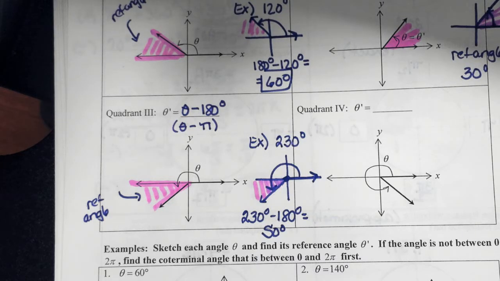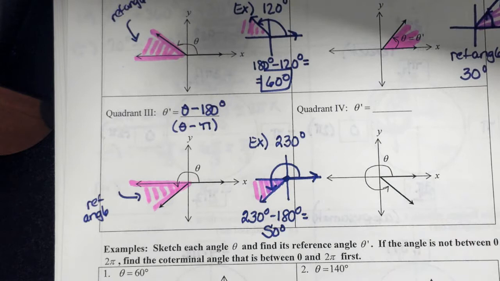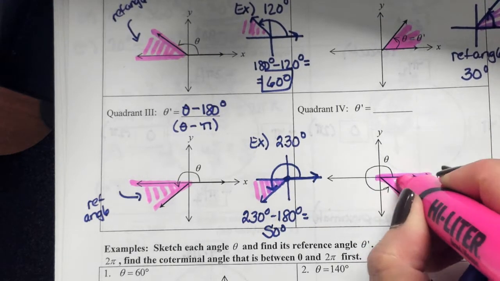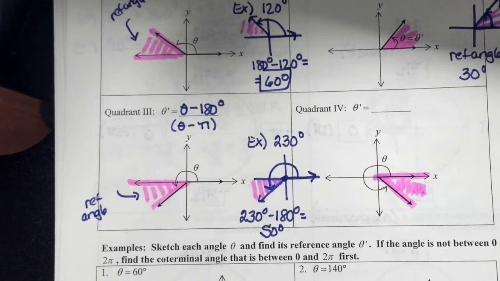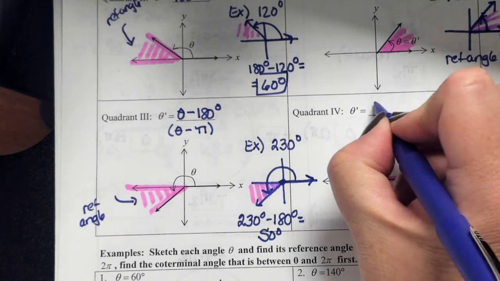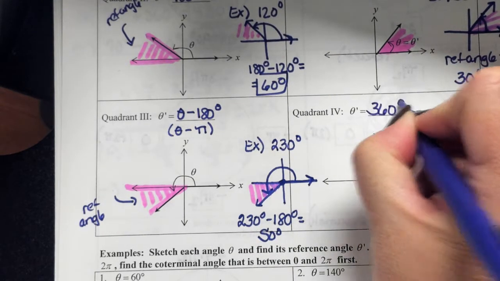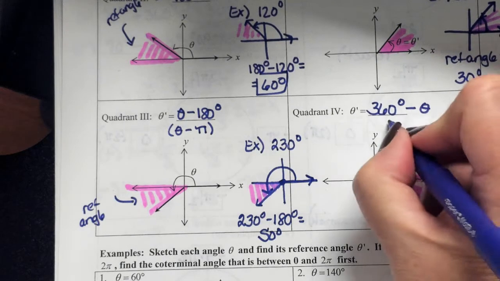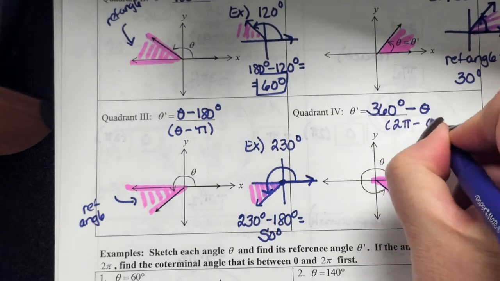So in quadrant 4, the reference angle, again, is the distance between the x-axis and the terminal side. It's that angle right in there. What do you think you're going to do to find that particular angle? Subtract it from what? 360. So it's going to be 360 degrees minus the angle that I'm asking you to find the reference angle for. Or if I'm in radians, it'll be 2 pi minus theta.